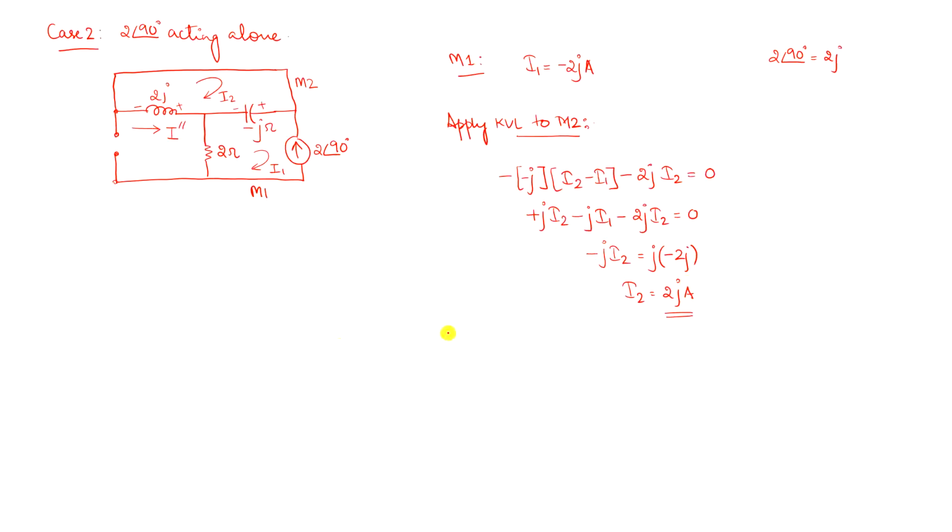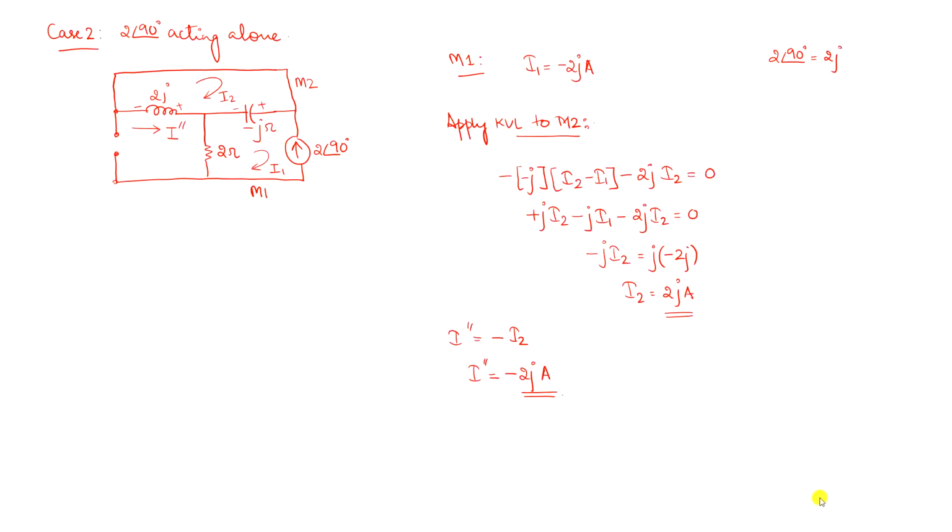Now you need to find out I double dash. I double dash is the current that flows across 2J, and they have given the direction, right? This current I double dash is opposite to the direction of the current I2. So I double dash is equal to minus of I2, which means I double dash is going to be equal to minus 2J amps.